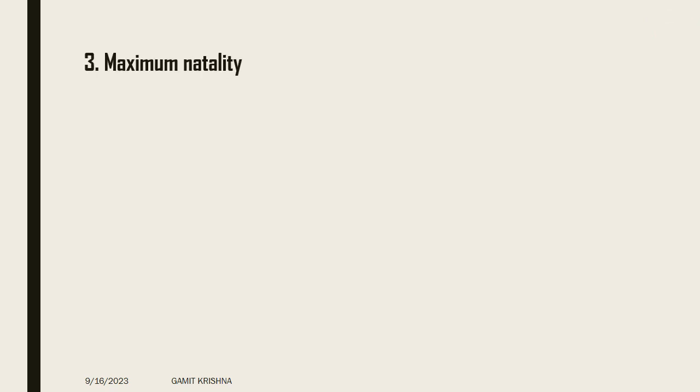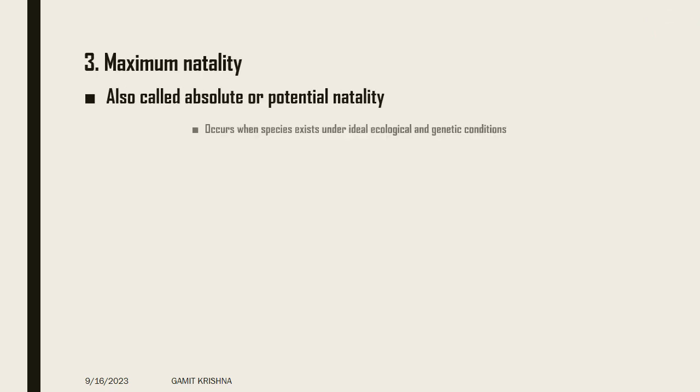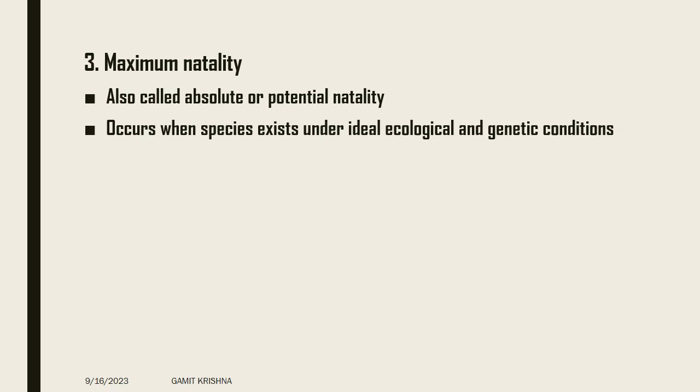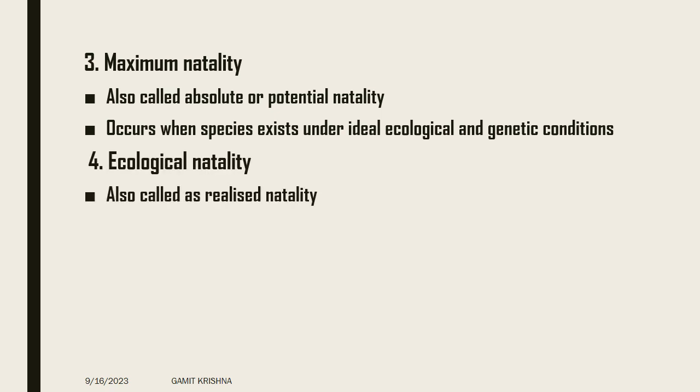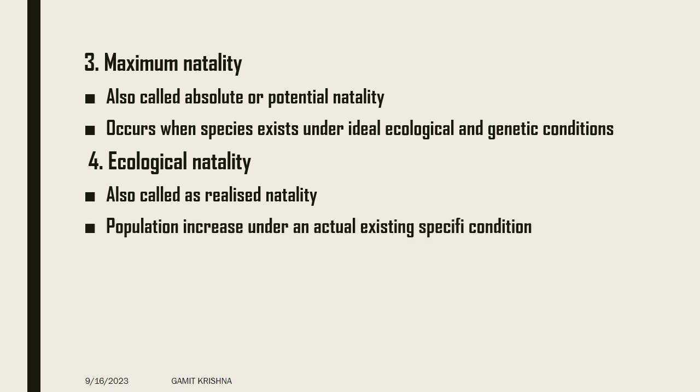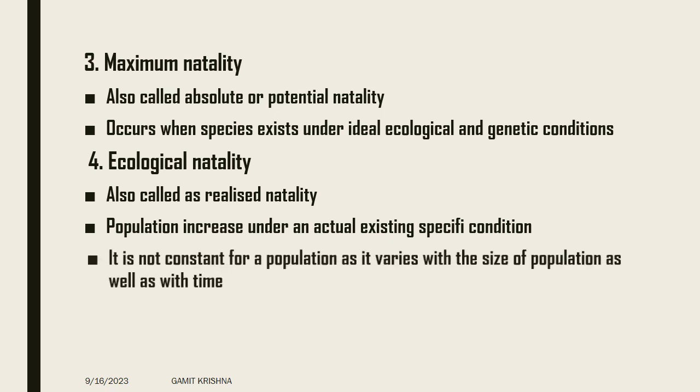Maximum natality, also called absolute or potential natality, occurs when species exist under ideal ecological and genetic conditions. Ecological natality, also called realized natality, is the population increase under actual existing specific conditions. It is not constant for a population as it varies with the size of the population as well as with time.